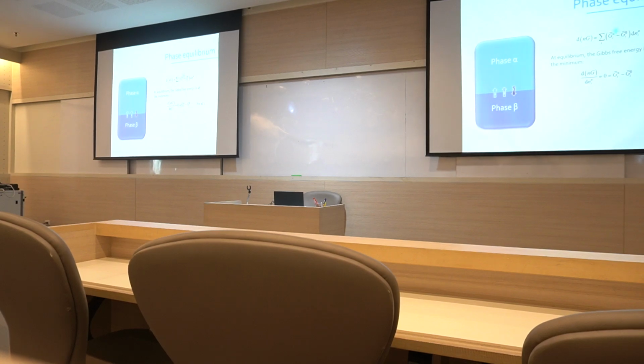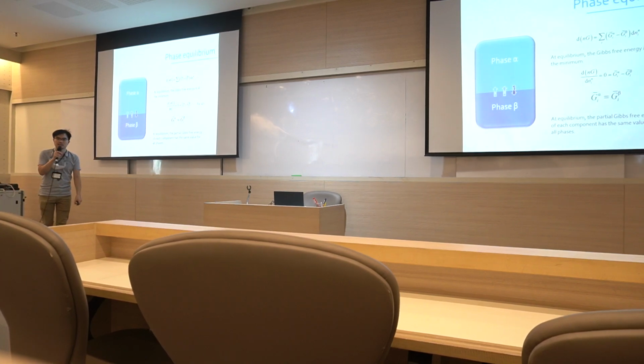Okay, and according to this equation, it means μi alpha bar minus μi beta bar is 0. And this must be true for all components. Okay, so this is basically derived from the fact that we want to find the minimum, so it leads to this criterion, this condition. In other words, that's our phase equilibrium criterion. Okay, so Gi alpha bar equals Gi beta bar.